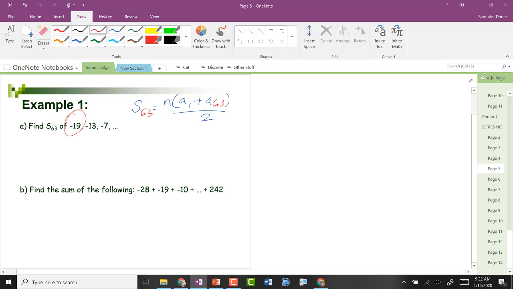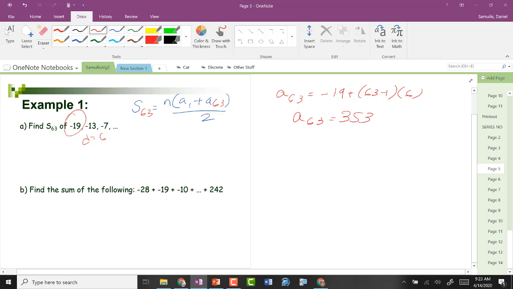When you're going through these problems, you have to decide whether it's arithmetic or geometric. This one is arithmetic. It has a common difference of 6. We want to know what the 63rd term is. I know that the first term is negative 19. I have 63 minus 1 with the common difference of 6. Then we can calculate the 63rd term. We get the 63rd term to be 353.